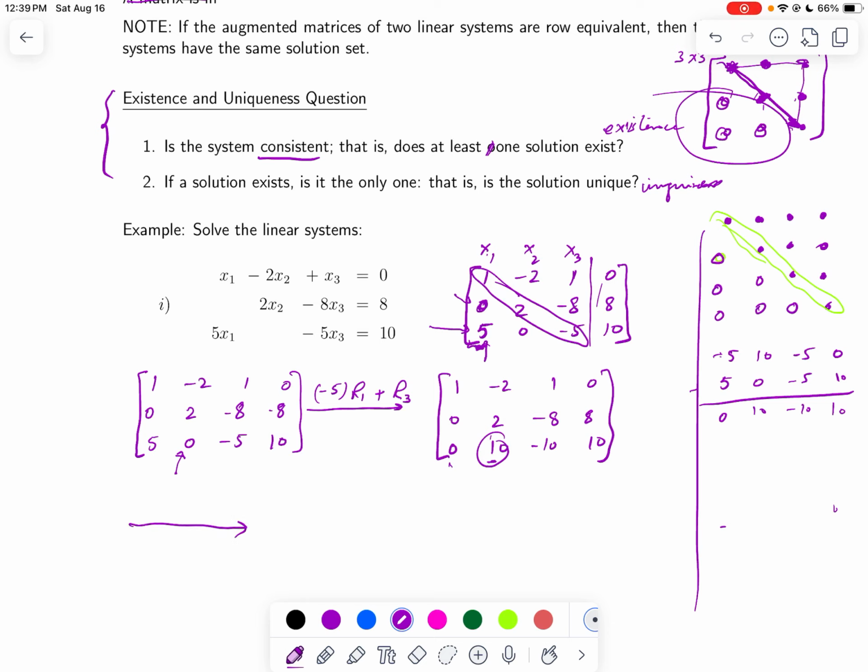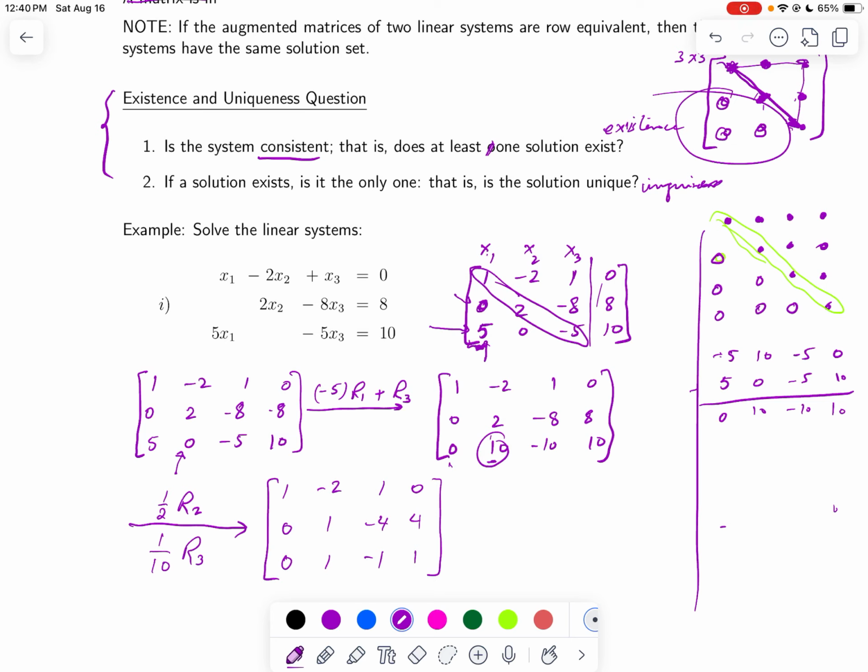I can write it like this, 1/2 R2. And also we can multiply the third row by 1/10. We can do these 2 steps in one go. Did I do anything to my first row? No, nothing, so it will remain the same. The second row will become 0, 1, negative 4 and 4. And the third row will become 0, 1, negative 1 and 1.